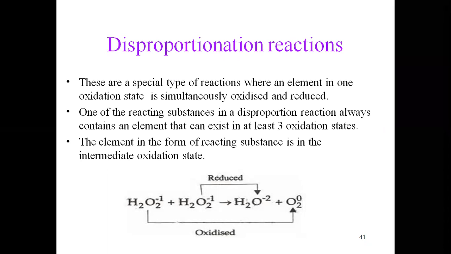For example, two molecules of H2O2 decompose and form H2O and O2, meaning a water molecule and an oxygen molecule. So you can see that there are two molecules of hydrogen peroxide here. One gets oxidized and one gets reduced. The one forming water is reduced, as the oxidation number changes from -1 to -2, and here the oxygen is oxidized from -1 to a 0 oxidation state. Okay.